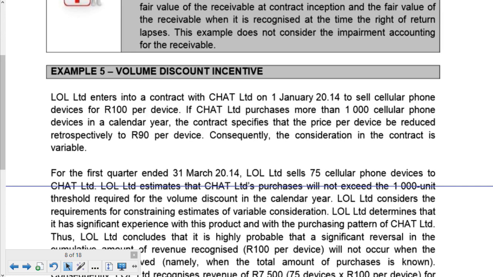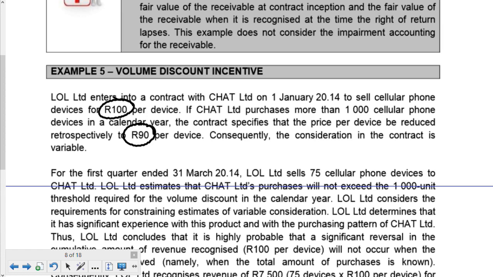LOL enters into a contract with Chat to sell cell phones for 100 Rand a device. If Chat purchases more than 1,000 phones in a year, the price is reduced to 90 Rand per device. Consequently, the consideration is variable. So we're not sure if the price will be 100 or 90. I imagine that we're selling it for 100. When they hit that 1,000, we have to then give them a discount, isn't it? Or give them like a credit note, which they can offset against what they owe us.